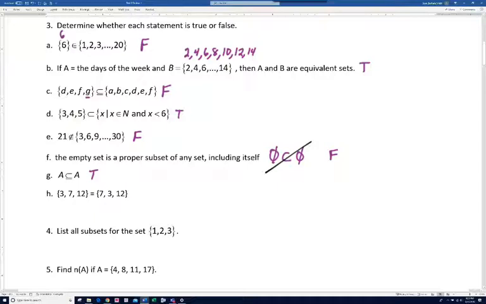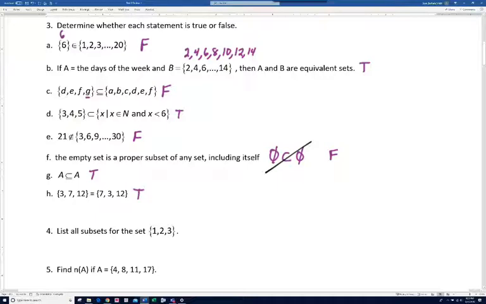Letter H, we have the set with 3, 7, and 12 in it is equal to the set with 7, 3, and 12 in it. Now remember, equal sets have the same elements. In fact, you can repeat numbers, you can change the order, but it's still the same set of numbers. And so these are equal sets, so that's true.